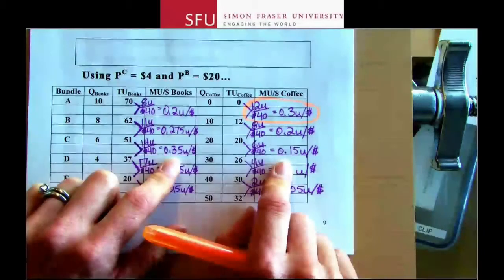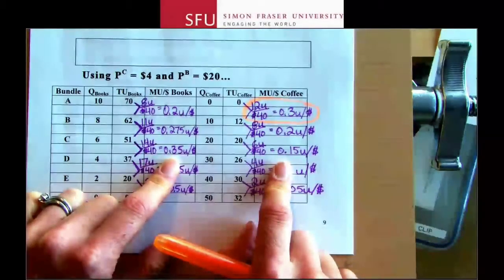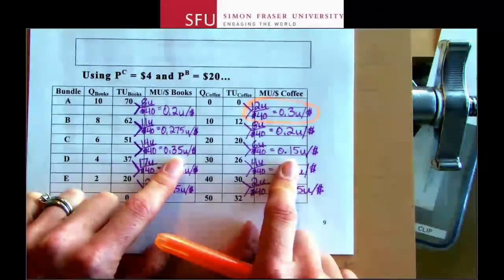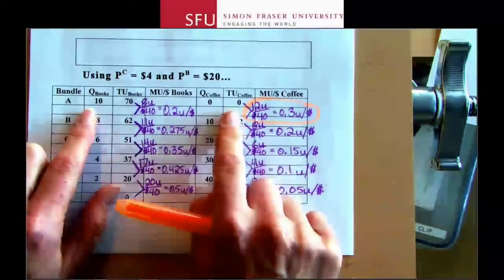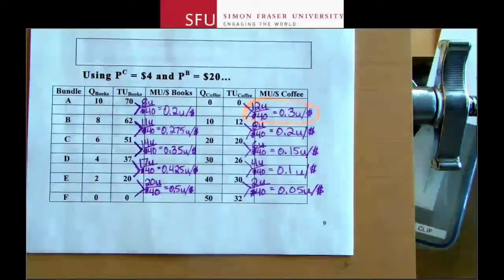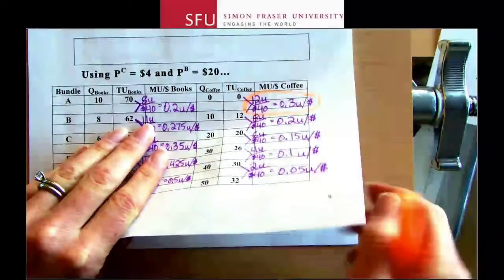Okay, and then likewise, going down the table, you just wouldn't buy any more coffee because the satisfaction that you'd get from the coffee per dollar is way less than what you'd be giving up for the books, so you just wouldn't do that. Okay, so you'd go from A to B, but then you'd stop there, which we already know from a couple pages ago, that bundle B is the best bundle because it provided the most total utility. So we know that the consumer will stop there at bundle B.